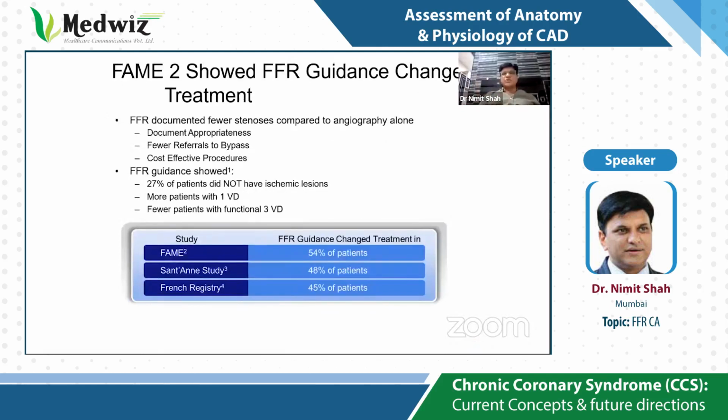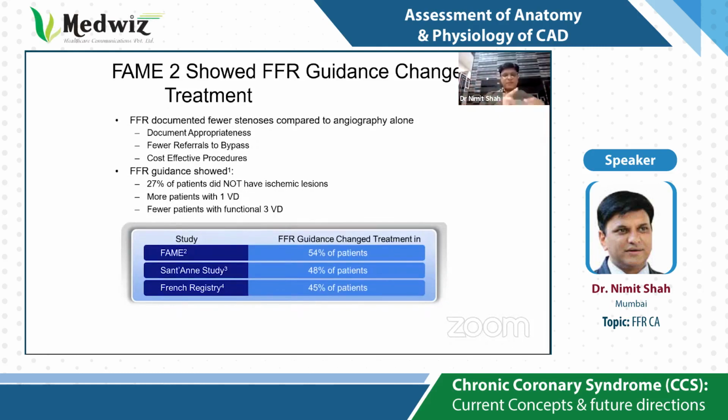Again, the FAME 2 study showed the same. FFR guidance changed the treatment. So if you look at FFR, it documented fewer stenoses compared to angiogram alone. We have documented appropriateness of intervention with FFR, fewer referrals to bypass, and cost-effective procedures. It also showed 27% of the patients did not have ischemic lesions. More patients had just one vessel disease, and fewer patients had functional 3-vessel disease.